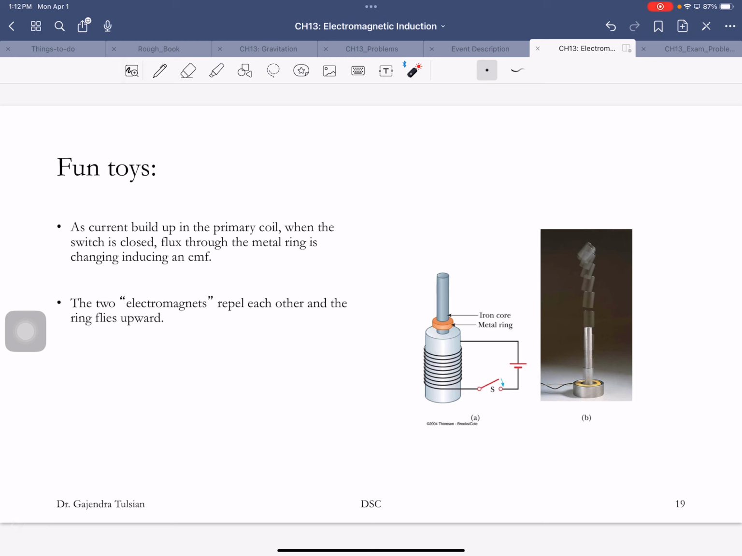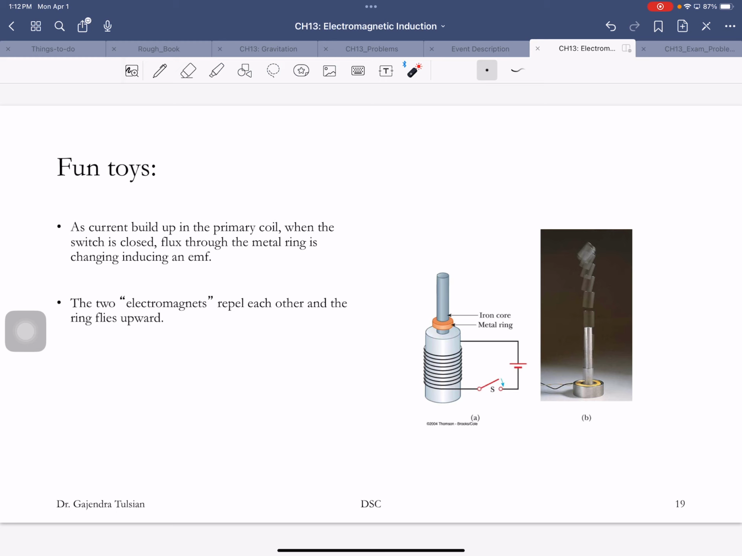All right, so here's a fun toy. You can take a loop of wire like this, and here's a ring. When you close this switch, this ring will fly up. We can make a light enough ring fly the height of that stairwell.